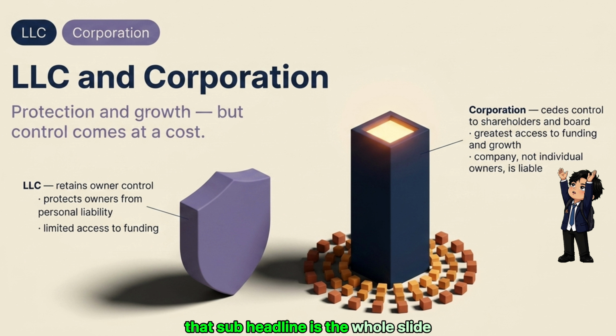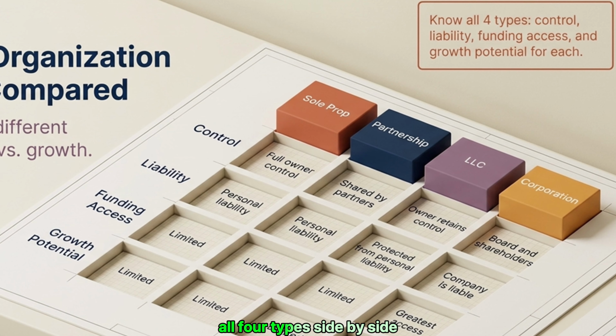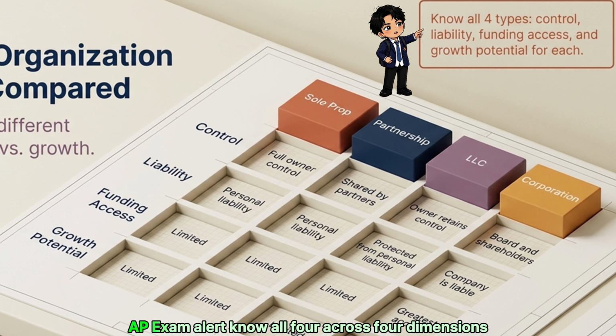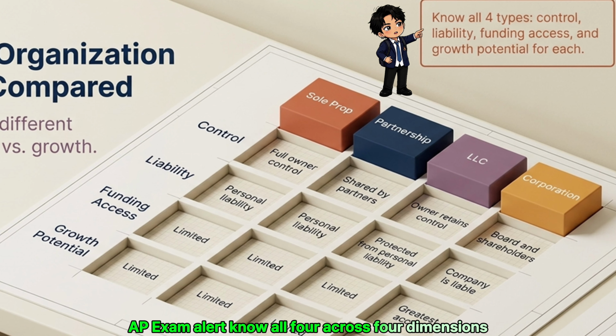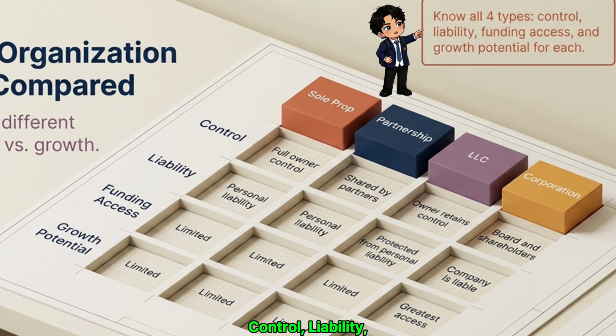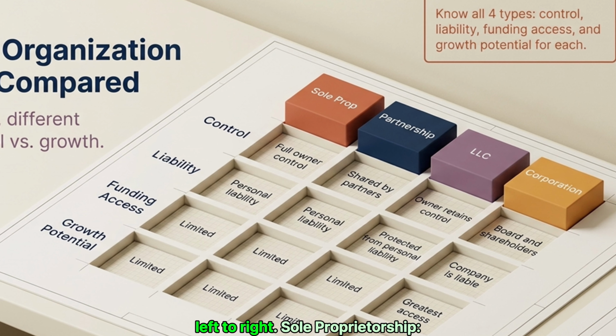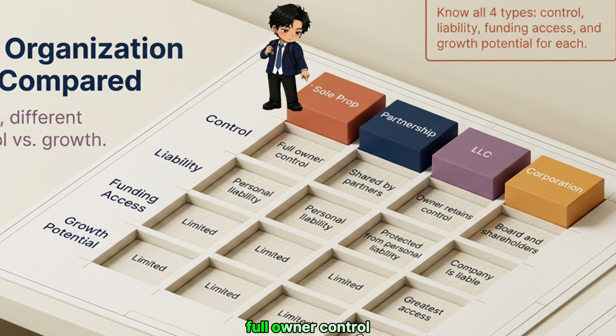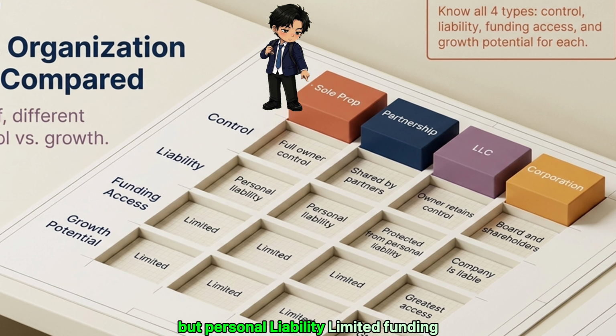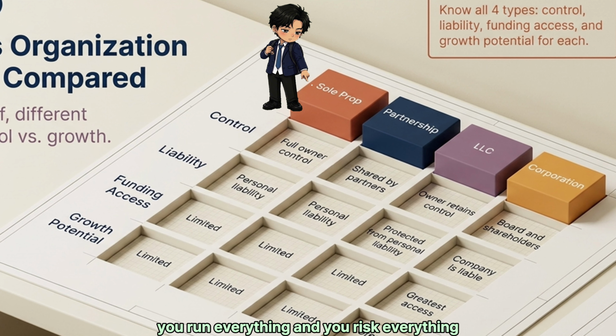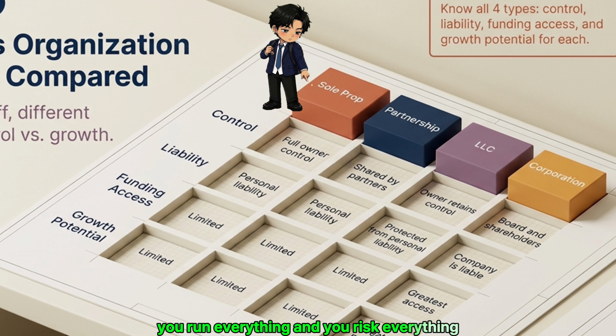That subheadline is the whole slide. All 4 types, side by side. AP exam alert. Know all 4 across 4 dimensions: control, liability, funding access, and growth potential. Walk the columns with me, left to right. Sole proprietorship, full owner control, but personal liability, limited funding, limited growth. You run everything, and you risk everything.